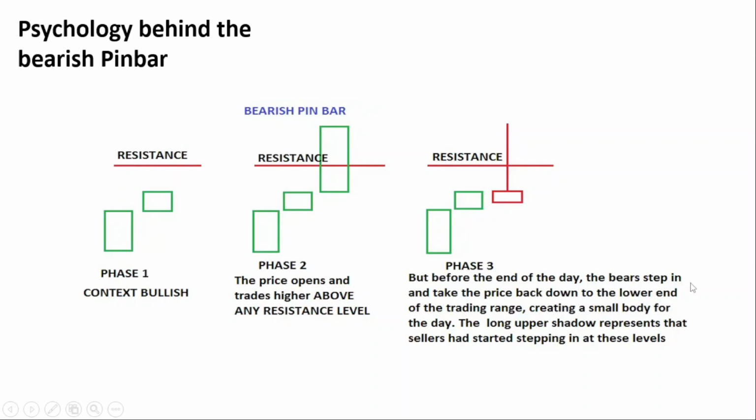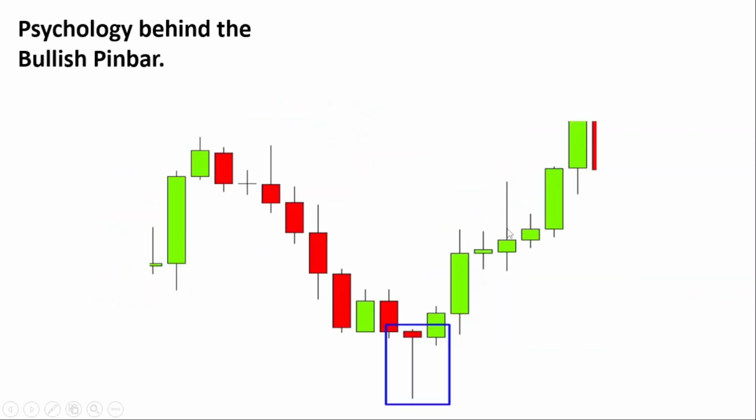Before the end of the day, or the end of the period. For example, if we are trading on a 5 minute time period, we will see it after the 5 minute candle. This is the 5 minute candle, and after 5 minutes it gets formed something like this. Instead of this, where the price moved up, but sellers took part and started selling heavily and brought down the price here. So creating a small body for the day, the long upper shadow represents that sellers had started stepping in at this level.